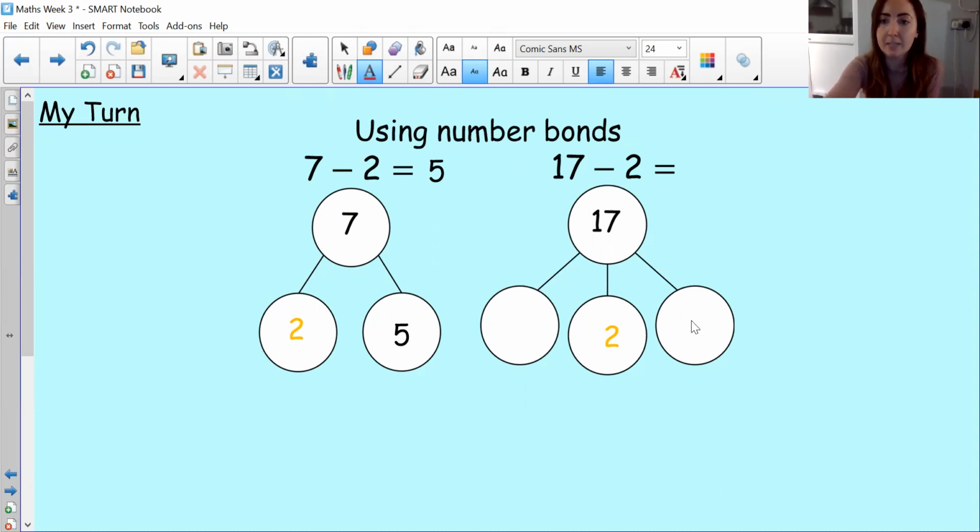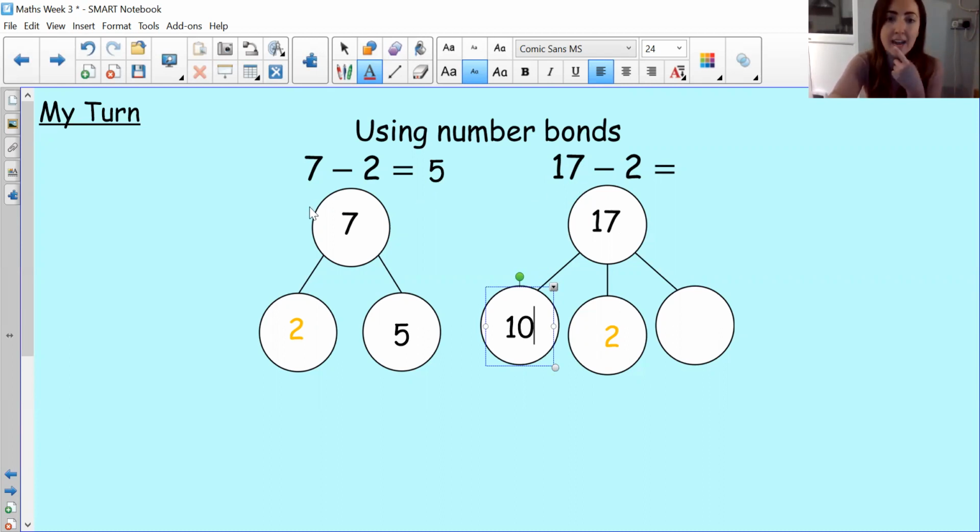We've got 3 parts in this part whole model, and this time we're working out 17 take away 2. So I've got my whole number, 17, and I know I'm taking away 2 ones. So that's one of my parts. Now I need to break down the number 17 into 10s and 1s. In 17, there is 1 10, so I'm going to write that part in here. Okay, so there's 1 10 and 7 1s.